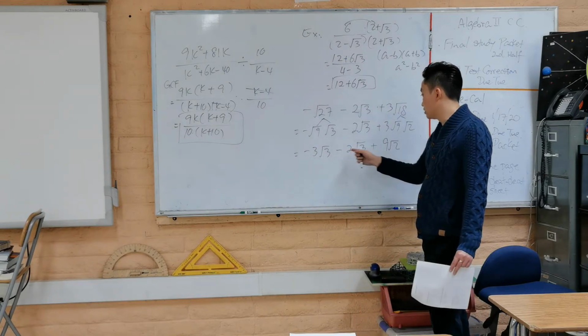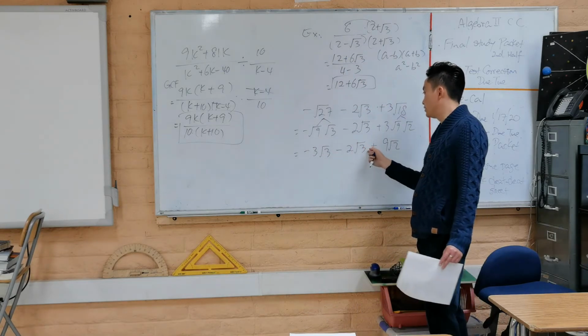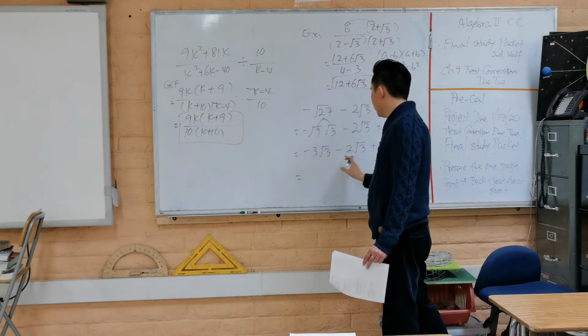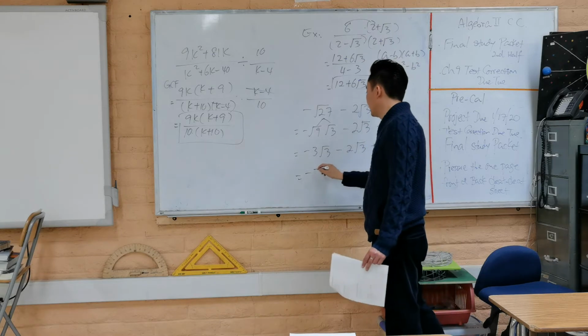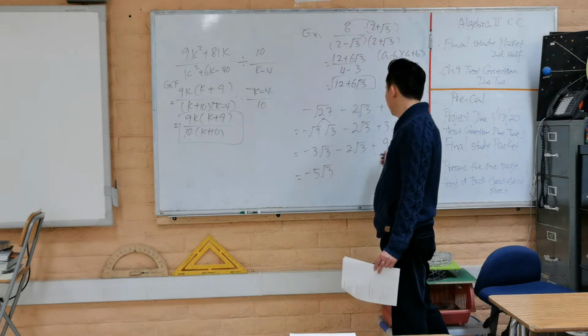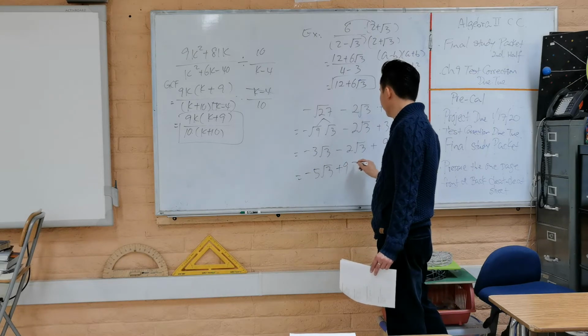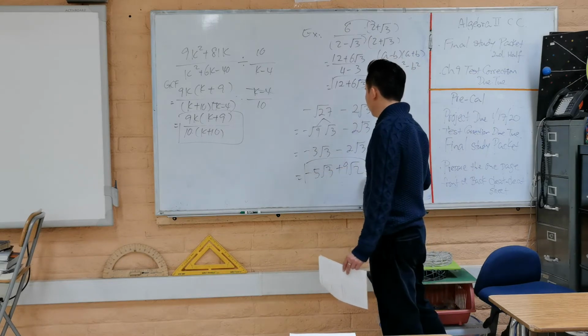So it looks like the first term and the second term, because they're both under the same radical, same bracket. So negative 3 root 3 minus 2 root 3, so we do have negative 5 root 3. This one's a different radical, so nothing we can combine. Bring it down.